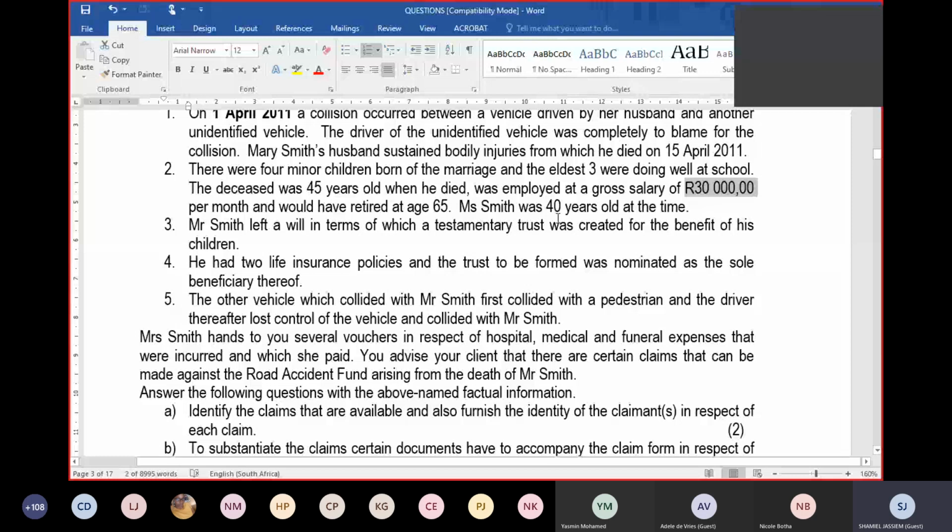If that is the case, I think most of us will go and push our breadwinners in front of cars for them to die in order for us to increase the amount of compensation in respect of loss of income. So obviously, for obvious reasons, each one will not get 30,000. That 30,000 must be apportioned between the surviving spouse and the children.